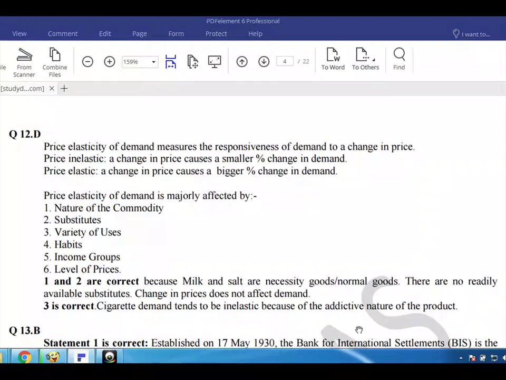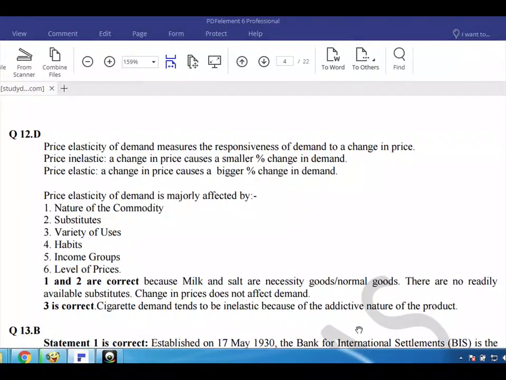Price elasticity of demand is majorly affected by: 1. Nature of the commodity. 2. Substitutes. 3. Variety of uses. 4. Habits. 5. Income groups. 6. Level of prices. 1 and 2 are correct because milk and salt are necessity goods/normal goods.